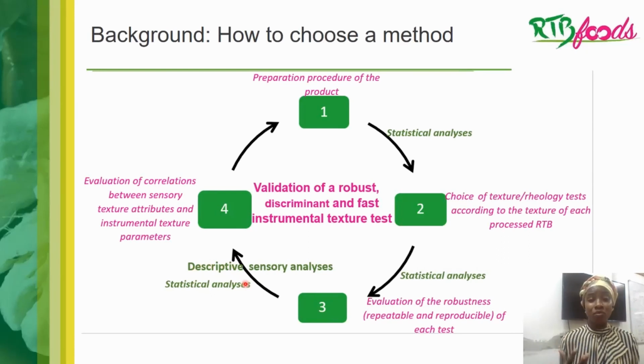But we've also removed the evaluation of optimal cooking properties because our intention is to develop a method that correlates with sensory texture and not necessarily cooking properties. Also, you will see that based on this diagram, the procedure is presented as a stepwise cyclic process.